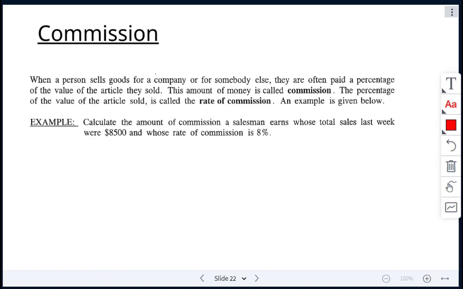All right, so today's class we are looking at commission, we are looking at sales tax, and we are looking at percent equations. Okay, so first we'll start with commission.